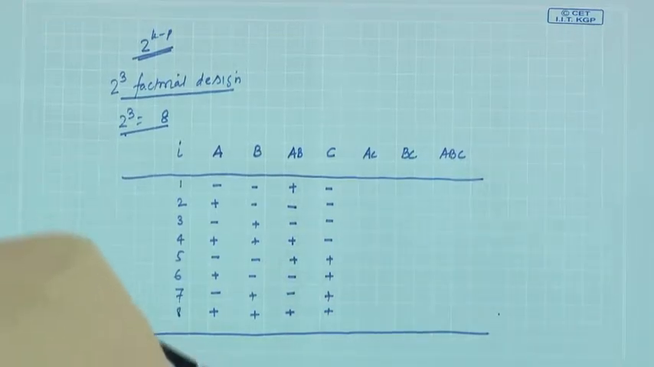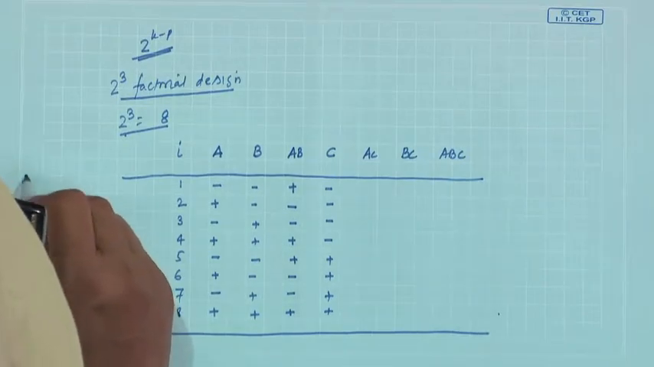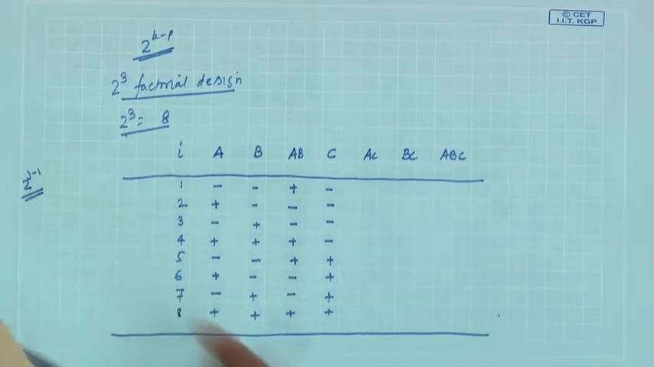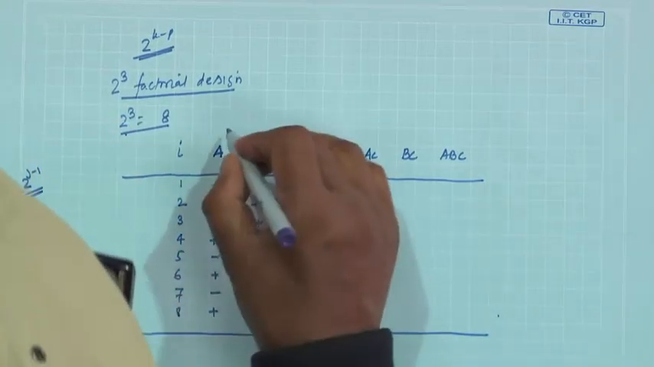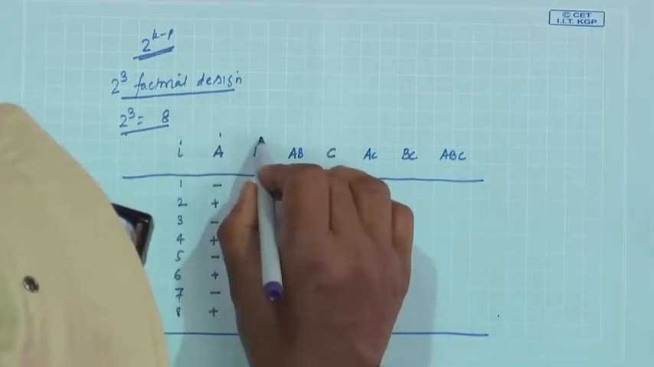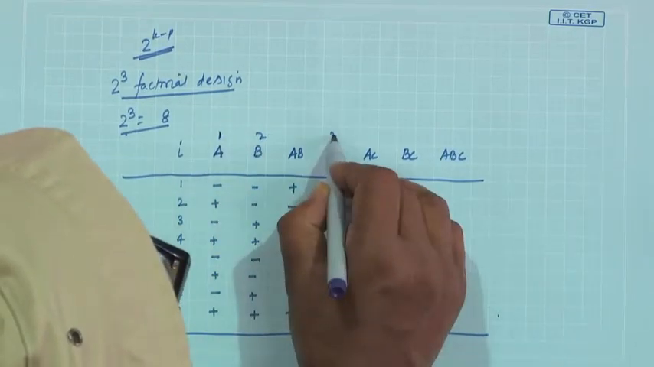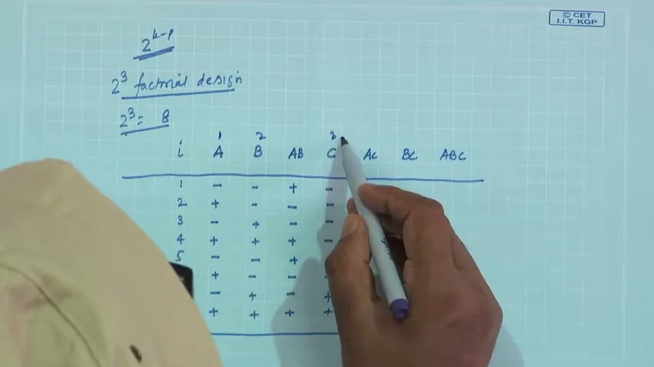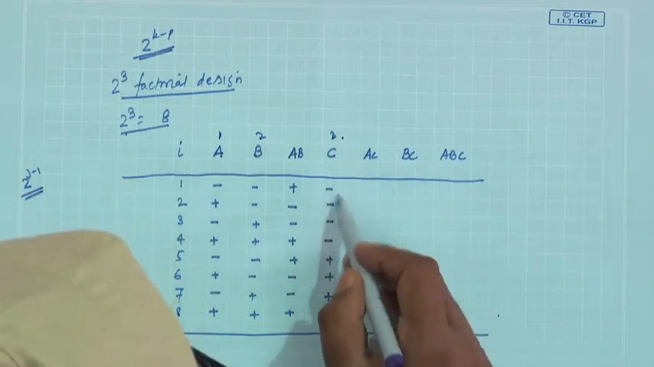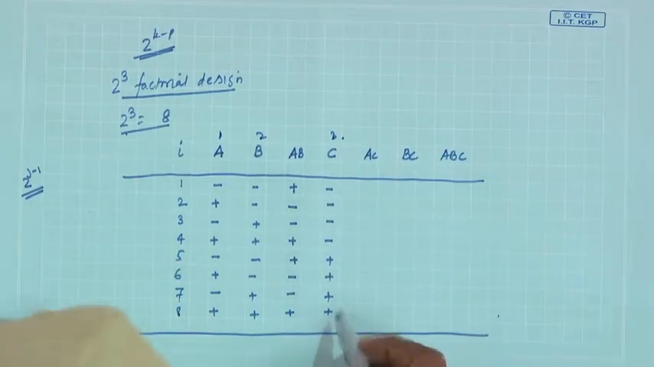Okay. If you recall, I said that 2 to the power j minus 1 minus followed by plus alternately, where j equals 1, 2, 3 here. This is the first vector, second vector, third vector. So, 2 to the power 3 minus 1 means 2 to the power 2, which is 4. So, 4 minus followed by 4 plus.